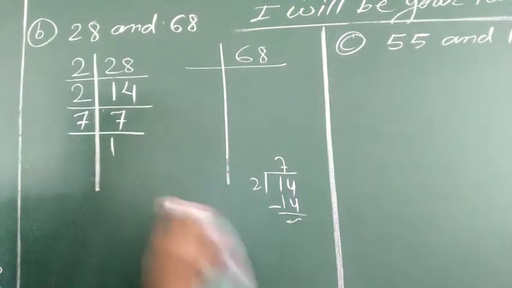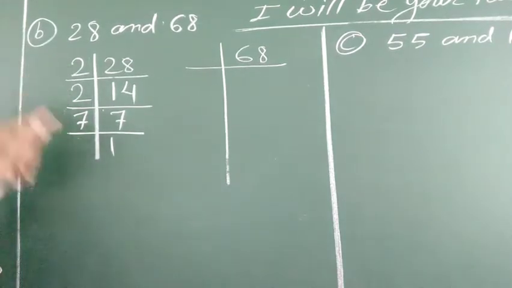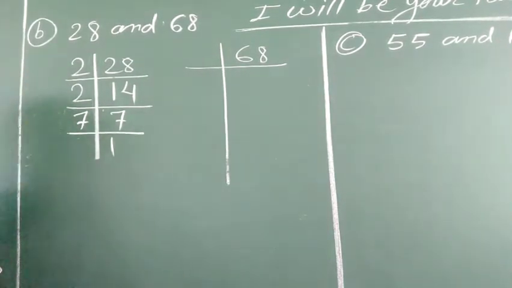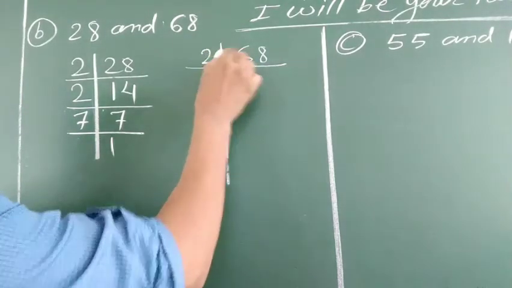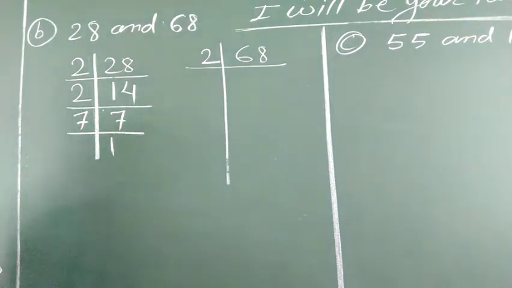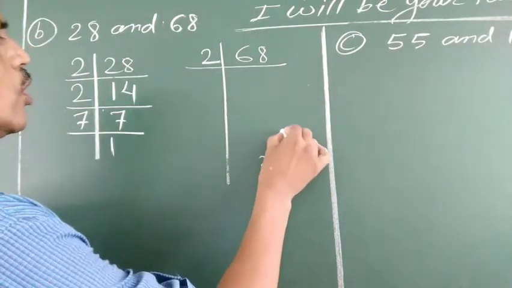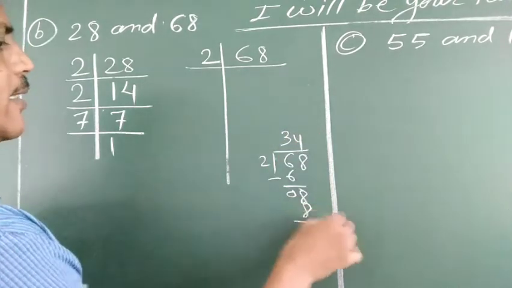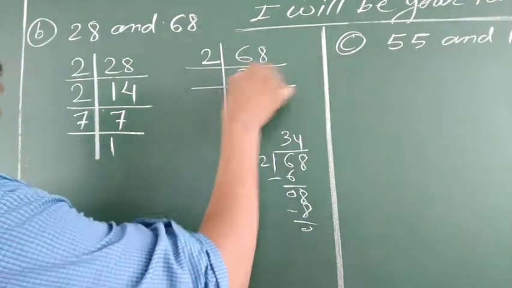So this way it is 2, 2 and 7. These are the prime factors of 28. Now next, try with 2 for 68 because it is an even number. Exactly divisible. See, I divide 68 by 2. 2 3s are 6 and 2 4s are 8. So it is 34.